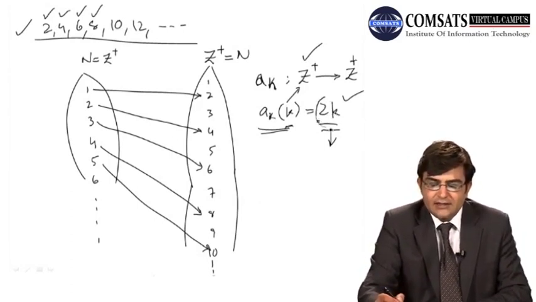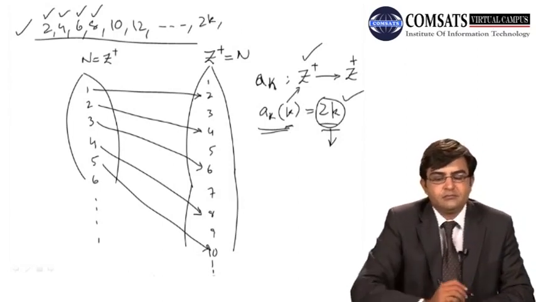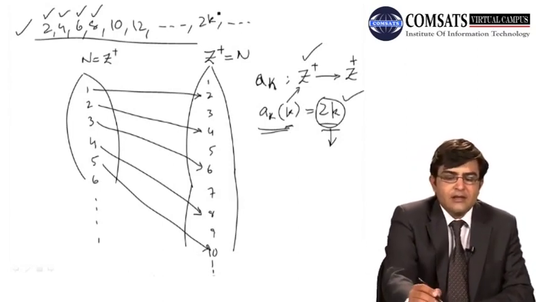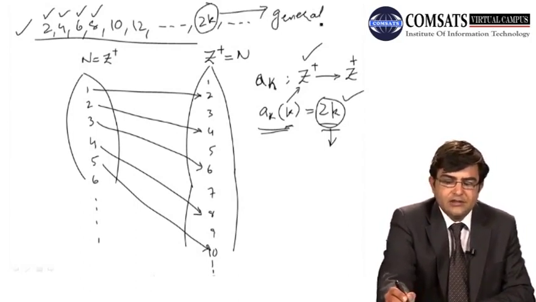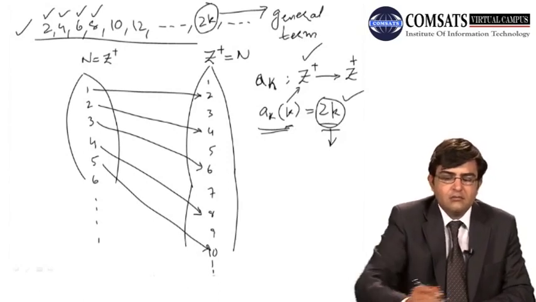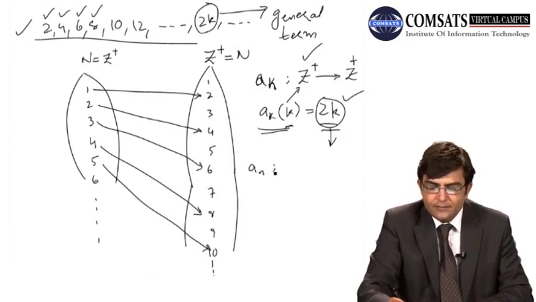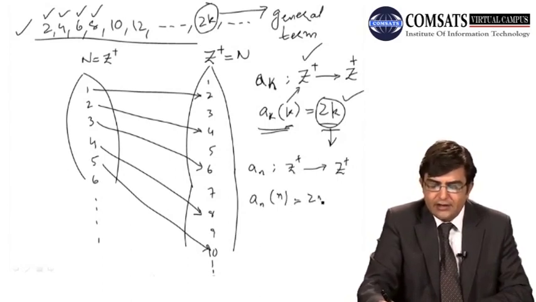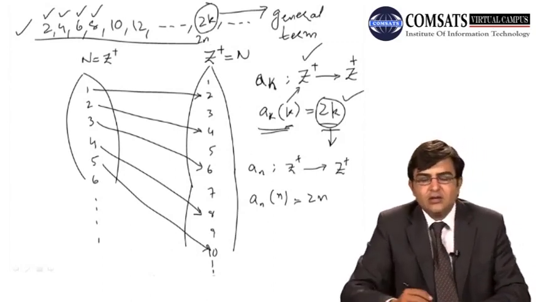Now this formula is called the general term. Here we can write the general term of a sequence as 2k. So this is called the general term, or kth term, or if it is defined as a_n from Z plus to Z plus, a_n = 2n, then we must have 2n, and this is called the nth term.